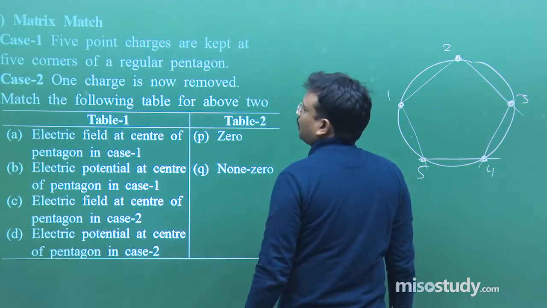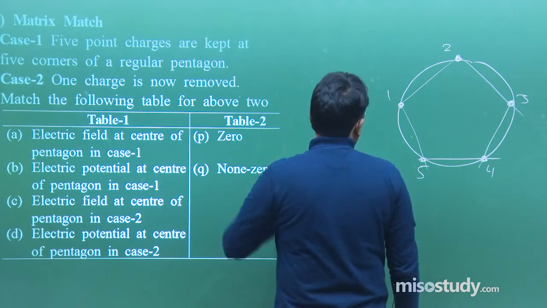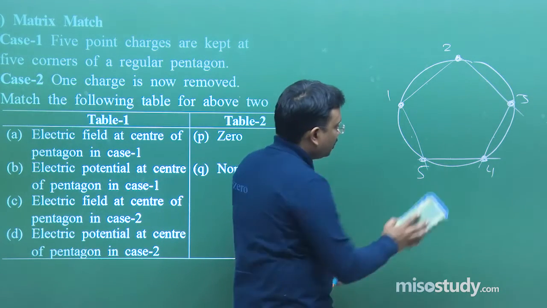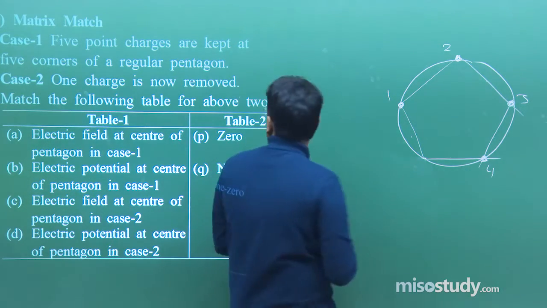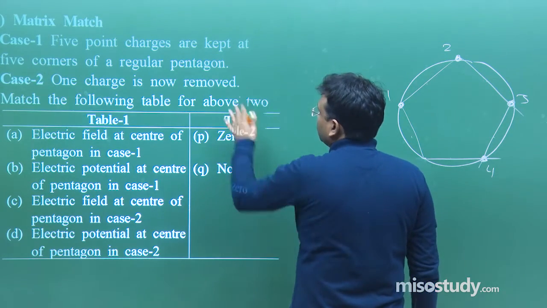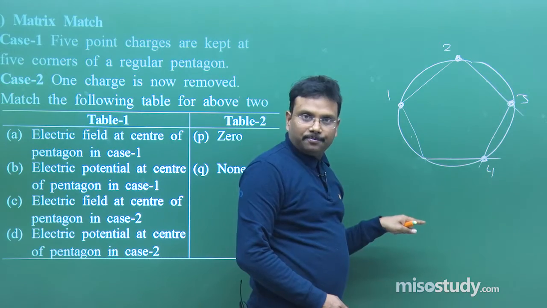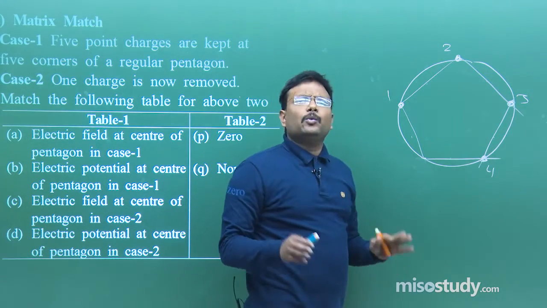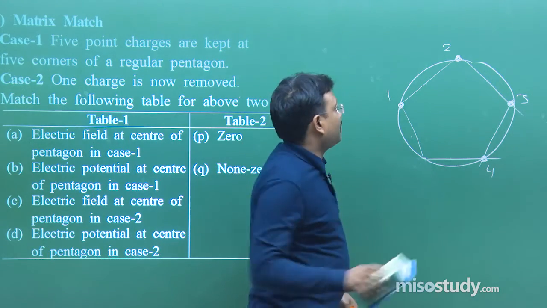5-point charges, it is not given whether positive or negative. One charge is now removed. Let us say for example, the 5th charge has been removed. Match the following table for the above 2 situations. So, initially 5 point charges were placed, after that 1 charge removed. Now, what will be the situation? That we have to consider.